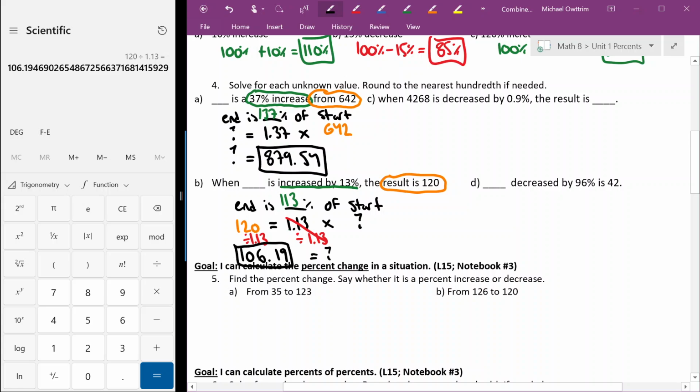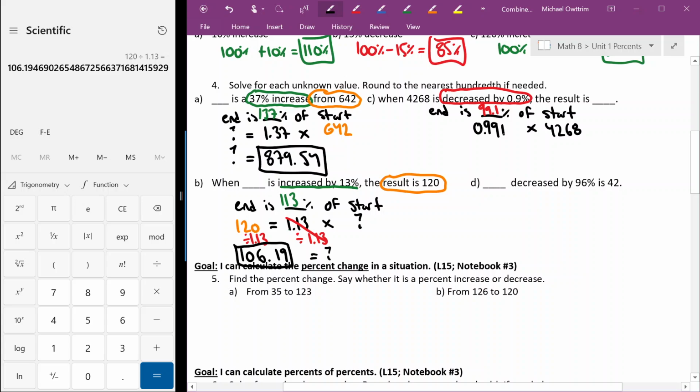In question C, we're told when 4,268 is decreased by 0.9%, the result is something. Again, we have an increase or decrease, and we know the percent number. So we're going to use the setup that end is blank percent of start. Since we're decreasing by 0.9%, we're going to subtract 0.9 from 100, and we'll get that we have 99.1% of the start. Again, what are we starting with? We're saying 4,268 is then decreased. So our 4,268 is our starting number.